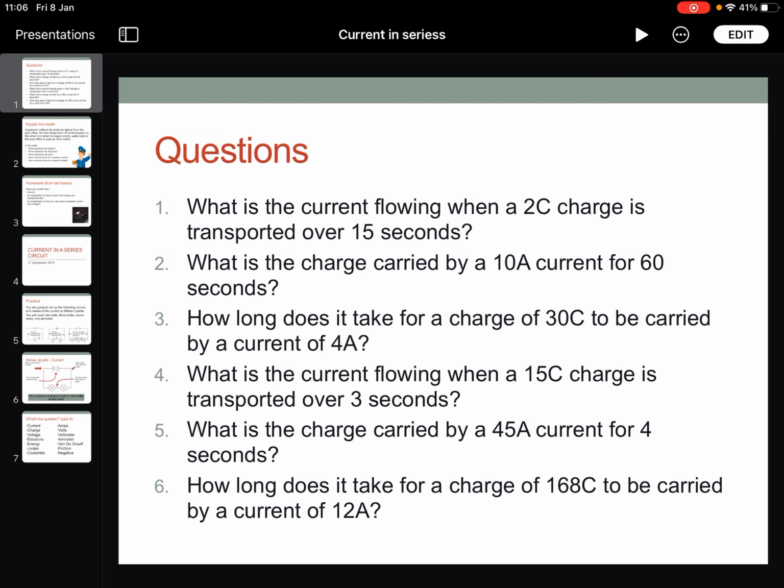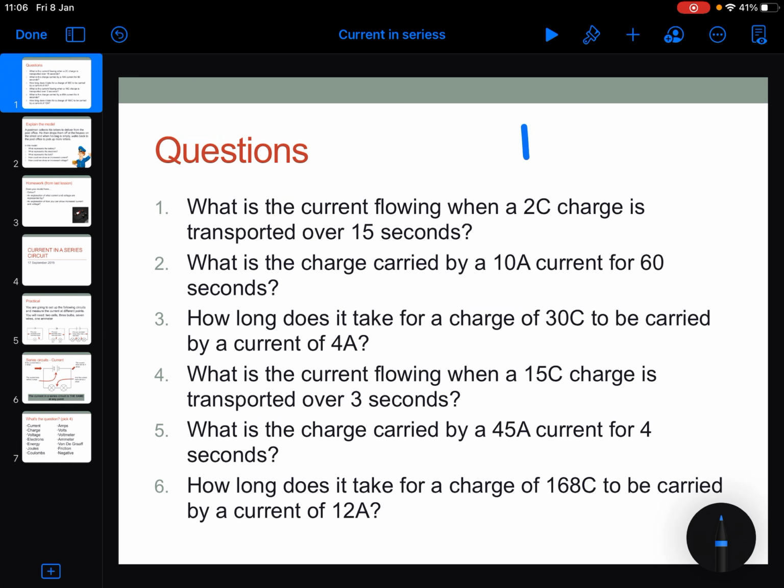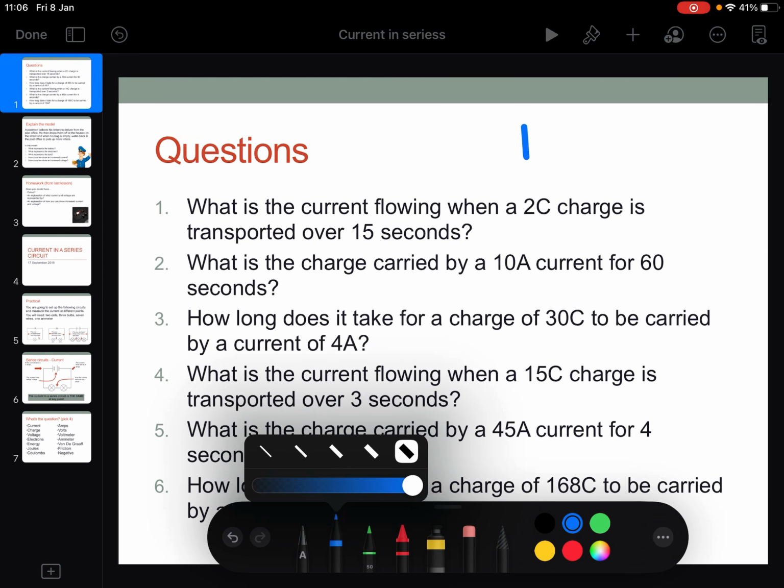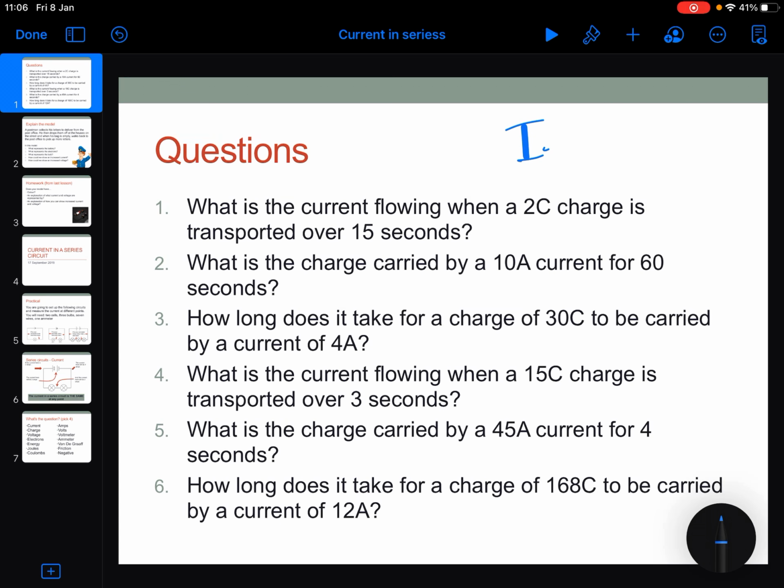Okay, so let's go through those answers. Question number 1. What is the current flowing when a 2 coulomb charge is transported over 15 seconds? Let me write, it's much easier here. Okay, lovely. So I is Q divided by T, is 2 divided by 15, is 0.13 amps.